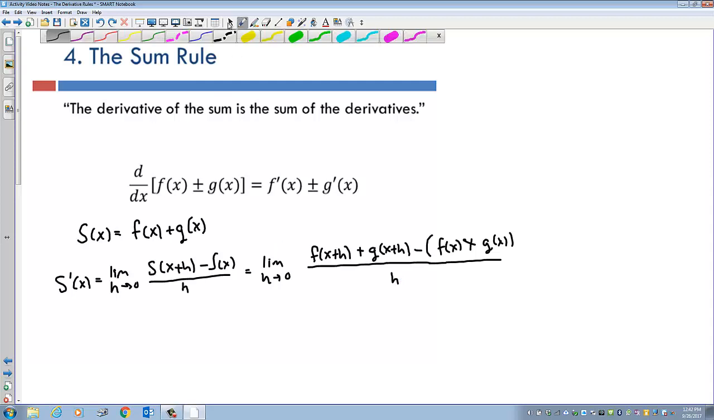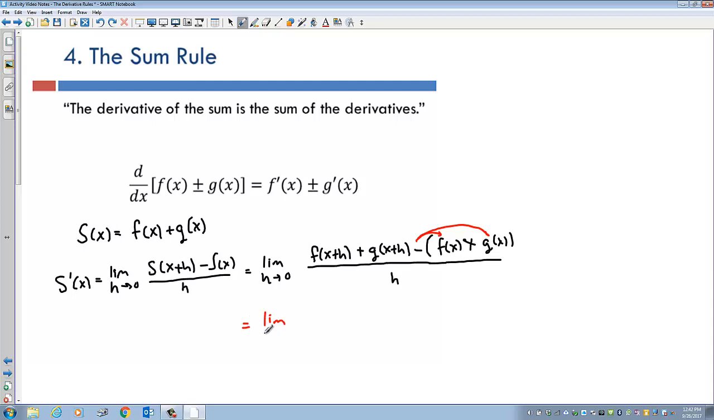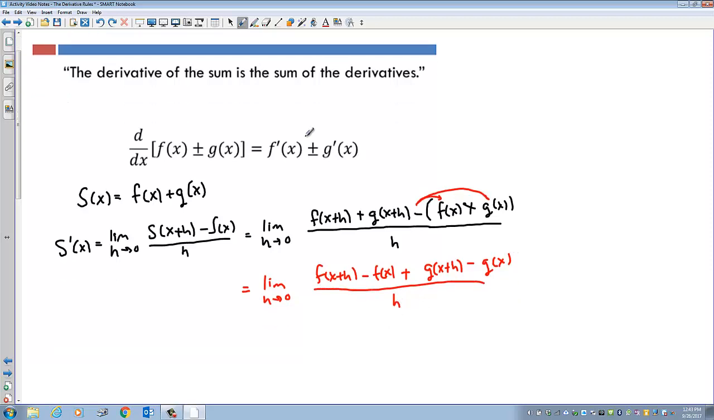And so now what we can do is distribute this minus sign through and recollect terms. So what we'll have is the limit as h goes to 0 of f of x plus h, and I'll move the minus f of x next to it, and then plus g of x plus h, and I'll move the minus g of x over by it. And then, of course, that's all divided by h. Now we know the answer is supposed to be f prime of x and g prime of x. So what we want to do is try to move this h over here and over here. And we can do that because we're adding in the middle.